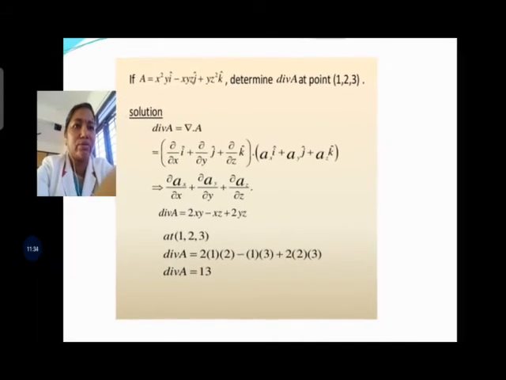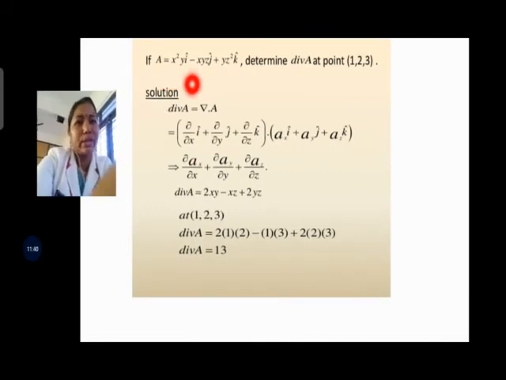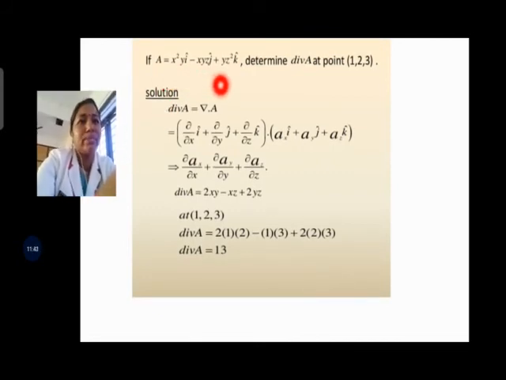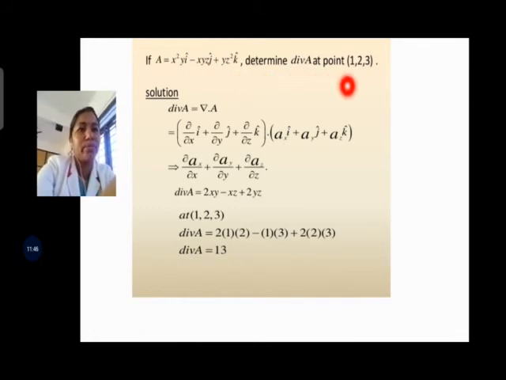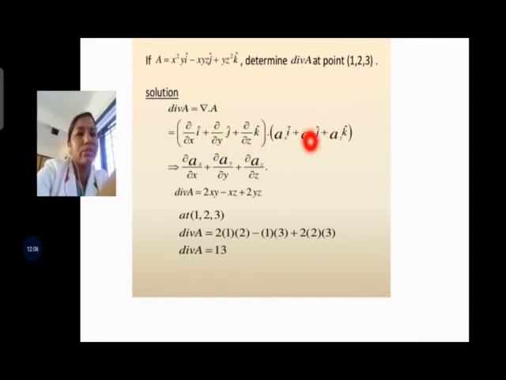So here we are going to see the divergence of A. A is equal to x square y i minus xyz j plus yz square k. Determine the divergence of A at the point 1, 2, 3. So divergence A is equal to del dot A. Here dou by dou X i, dou by dou Y j, dou by dou Z k is given. Then for A we take Ax, Ay, Az. Just multiply these, and you will get dou Ax by dou X, dou Ay by dou Y, dou Az by dou Z. So this is the divergence of A.